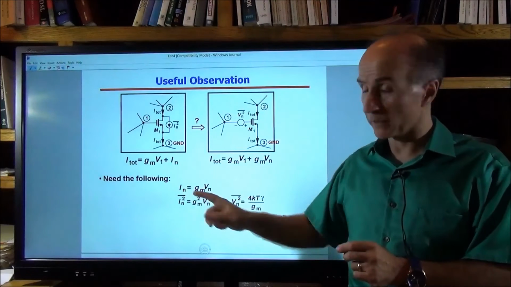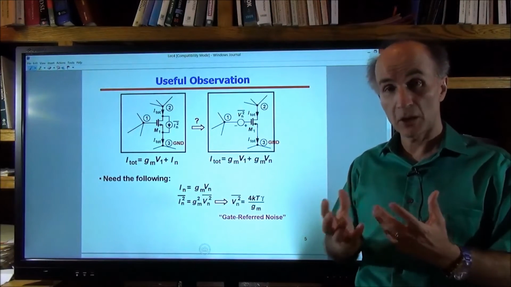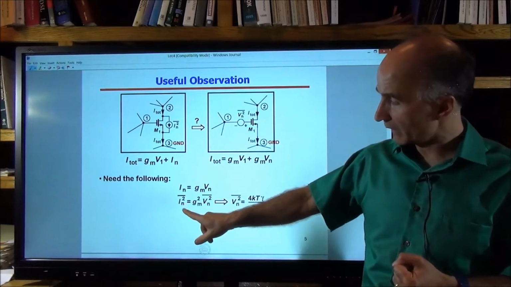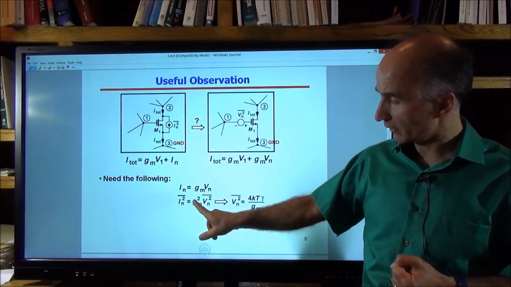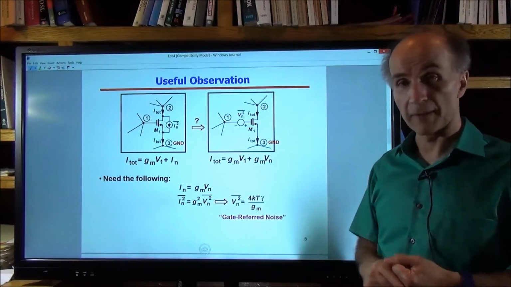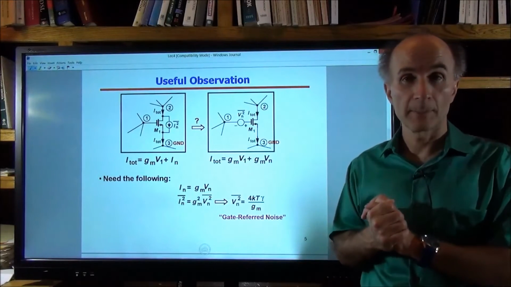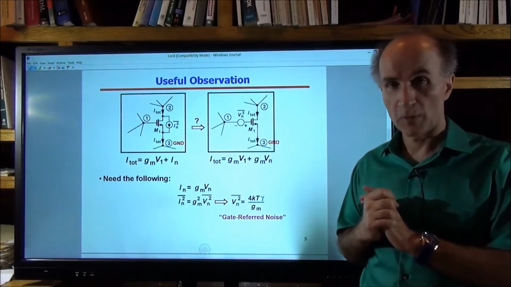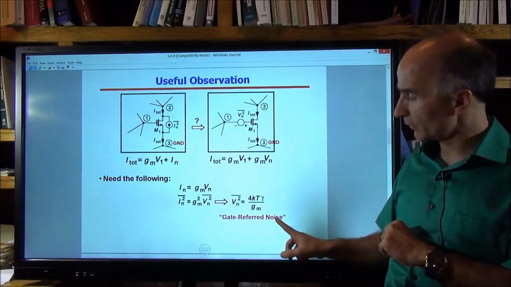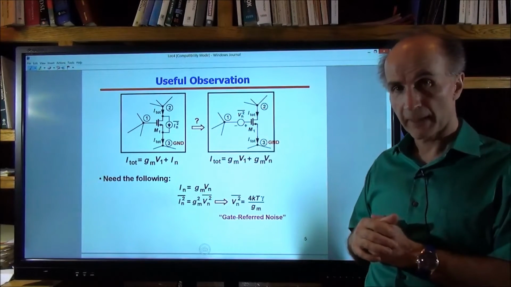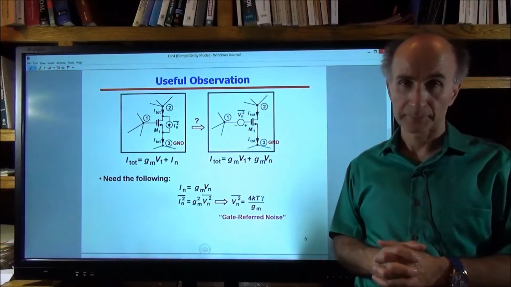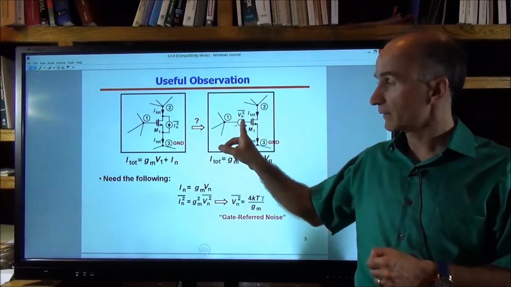Now, these are random quantities, so the only way they can be equal is if their spectra are equal. So we say that the spectrum of In is equal to the spectrum of Vn times Gm squared, and that gives us Vn squared bar is equal to 4kTγ over Gm. Just like what we had before in the simple common source stage without degeneration. So generally we call this the gate referred noise voltage of a MOSFET. And what's interesting is that it doesn't matter what we have down here or up here, it's always true, provided that this current, the gate current, is 0.